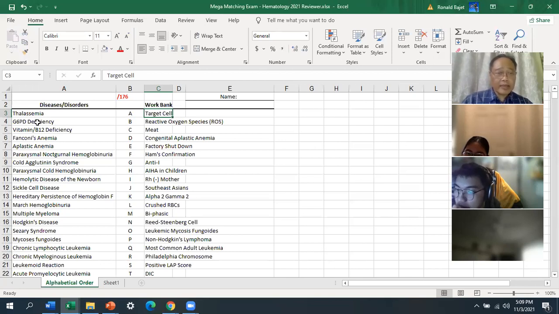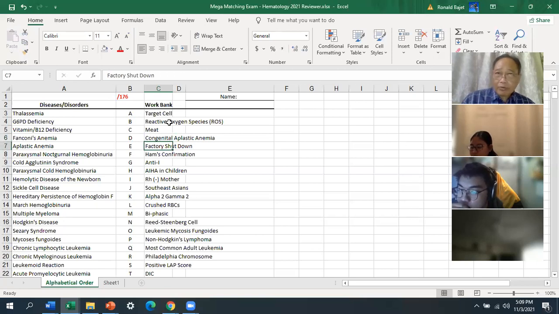Okay, like thalassemia is target cell. G6PD, as you recall, reactive oxygen species. You remember that from an earlier lecture. Vitamin B12 deficiency, you get that from not eating meat. So meat is a term that is associated with B12 folate deficiency. Vitamin B12 deficiency. Fanconi's, remember, that's a congenital aplastic anemia.